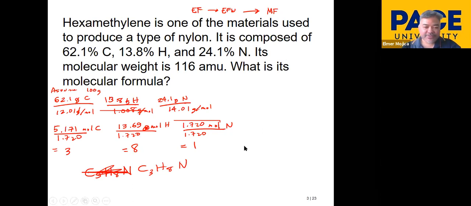So what do we do next? Get the empirical formula mass. So if you're going to do 3 times 12.01, 8 times 1.008, and then 1 times 14.01.